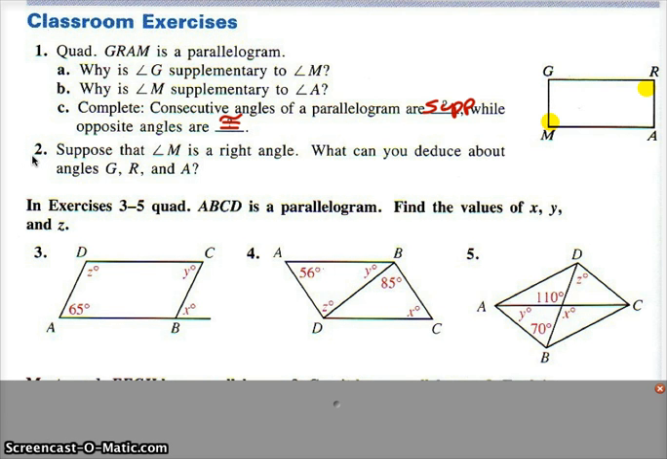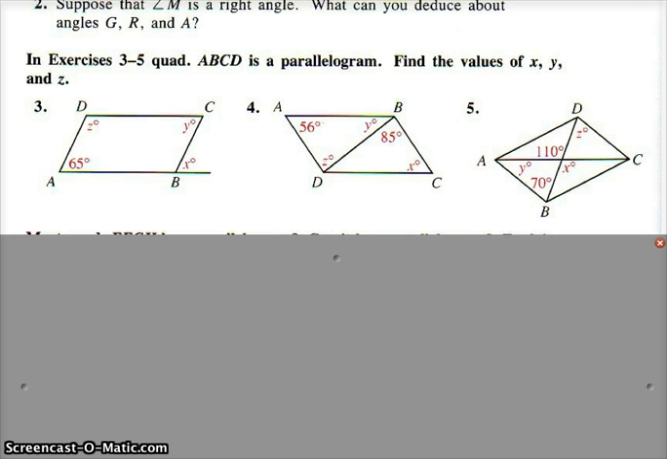Let's look at problem 3. Quadrilateral ABCD happens to be a parallelogram. Find the values of x, y, and z. So if I start to look at x and want to know its value, if I look over at angle A being 65, I notice those two angles are corresponding angles, and in the past we've stated that corresponding angles are congruent, so I know the value of x happens to be 65.